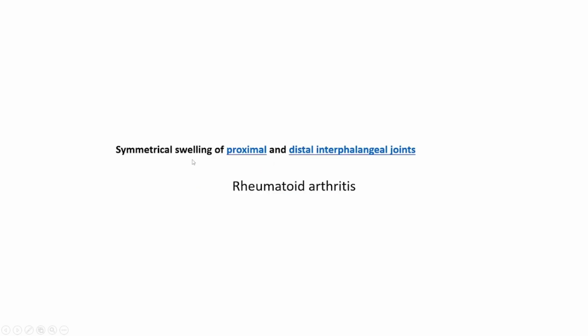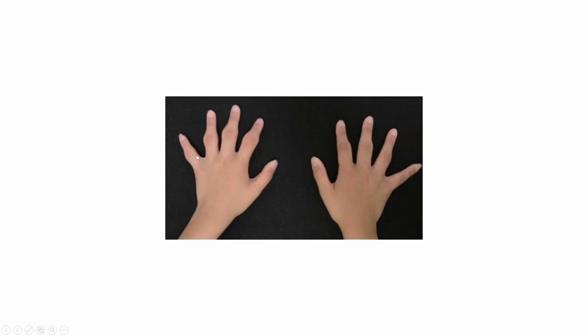Rheumatoid arthritis is an autoimmune disease, so it's a systemic disease. So we should have a symmetrical swelling of the proximal and distal interphalangeal joints. This is a classic sign for rheumatoid arthritis, as we can see in this picture. 1, 2, 3, 4. 1, 2, 3, 4. It's symmetrical between the two sides.